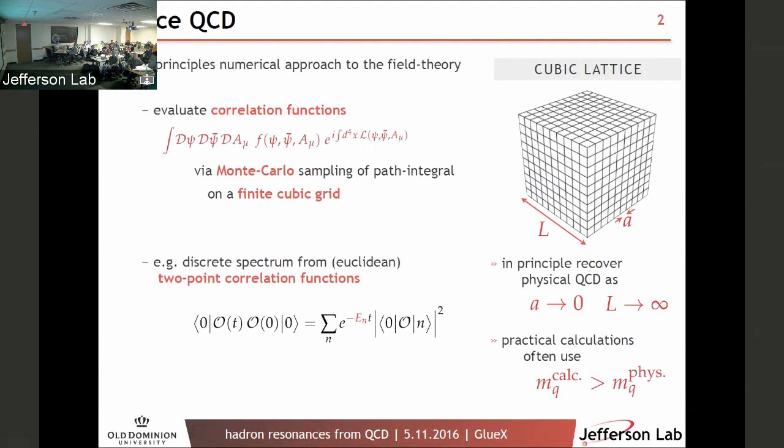The sense in which it's approximate is that you introduce this grid spacing, which doesn't exist in the real world, and you introduce this maximum size of the little femto universe that you're considering. In principle, if you repeat calculations with finer and finer grid spacing and larger boxes, then in those asymptotic limits, you approach the original correct theory of QCD.